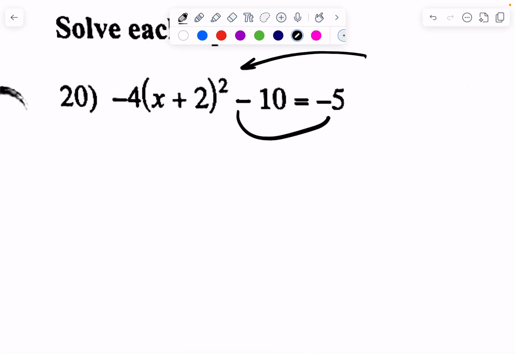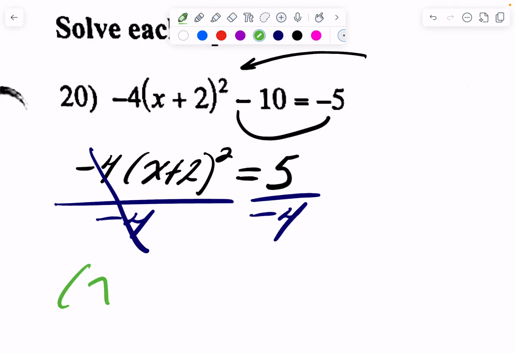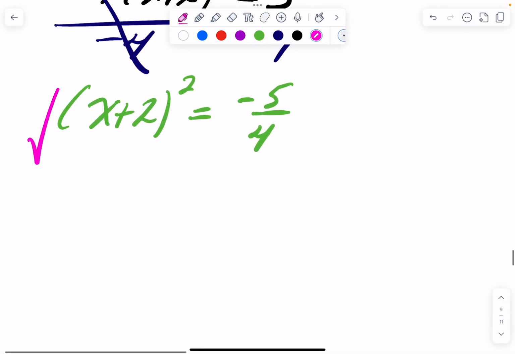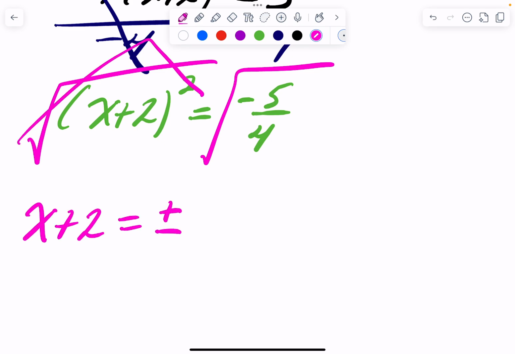So you're going to first add 10, which -5 plus 10 is 5. We're then going to divide by -4. We're going to then take x plus 2 squared equals -5/4. We're going to square root both sides. So then we have x plus 2 equals plus and minus. Root and power cancel out. We have plus and minus when solving by taking square roots. You need a plus and minus.